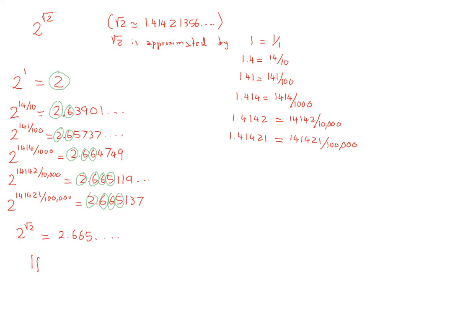So if a is greater than 0, and usually a is different from 1, we can define the function f of x to be equal to a to the x as a function on all real numbers. So this is going to be the exponential function with base a. And these functions usually grow very, very fast.